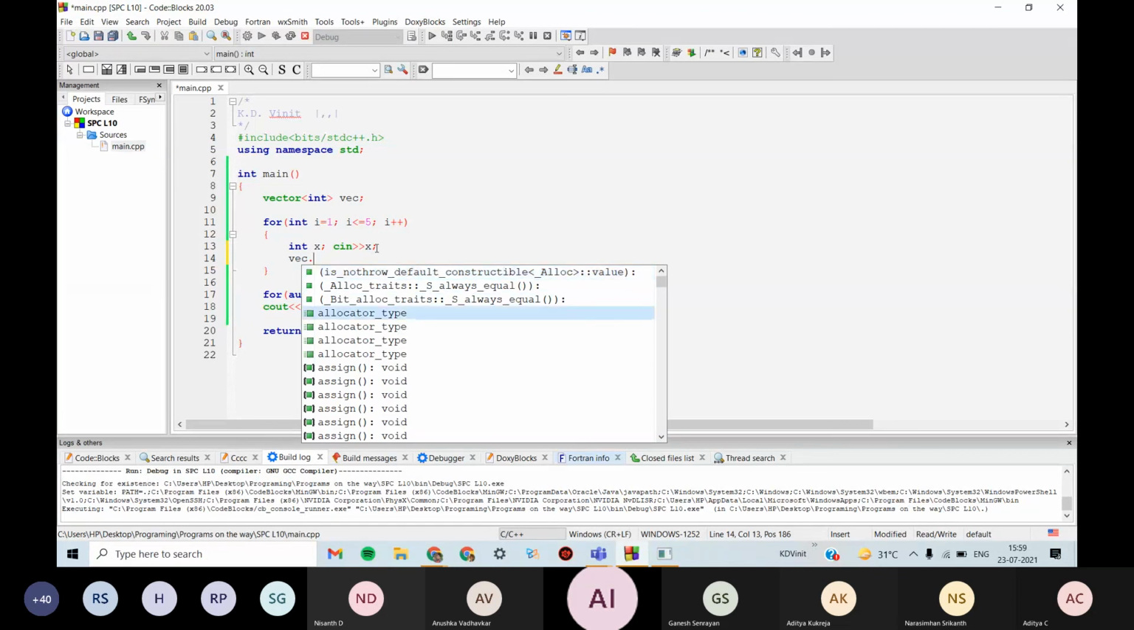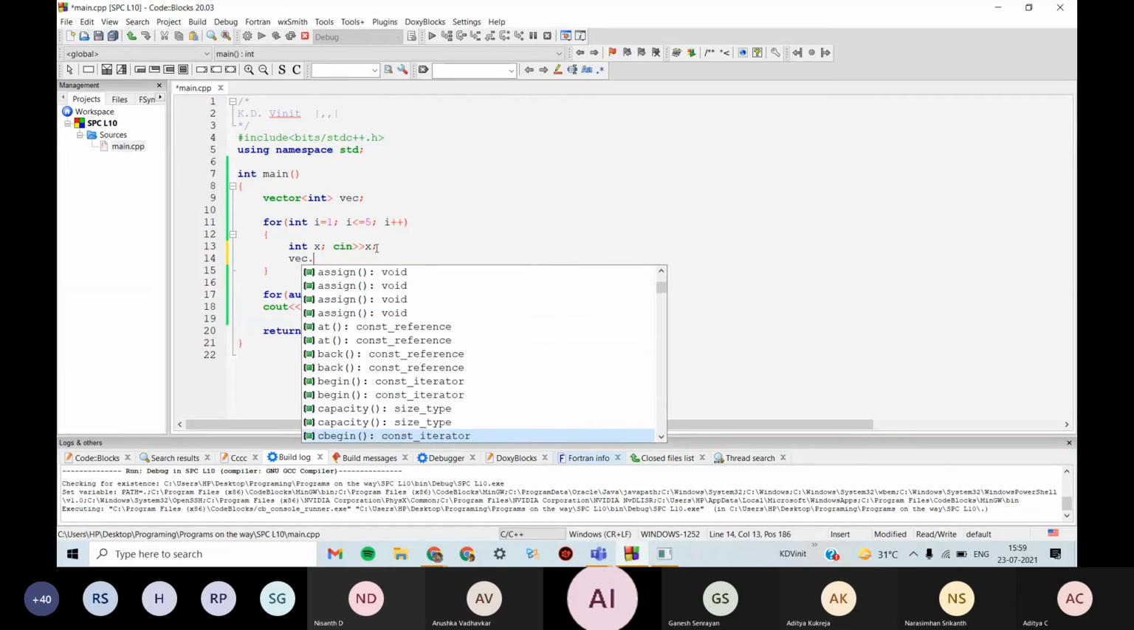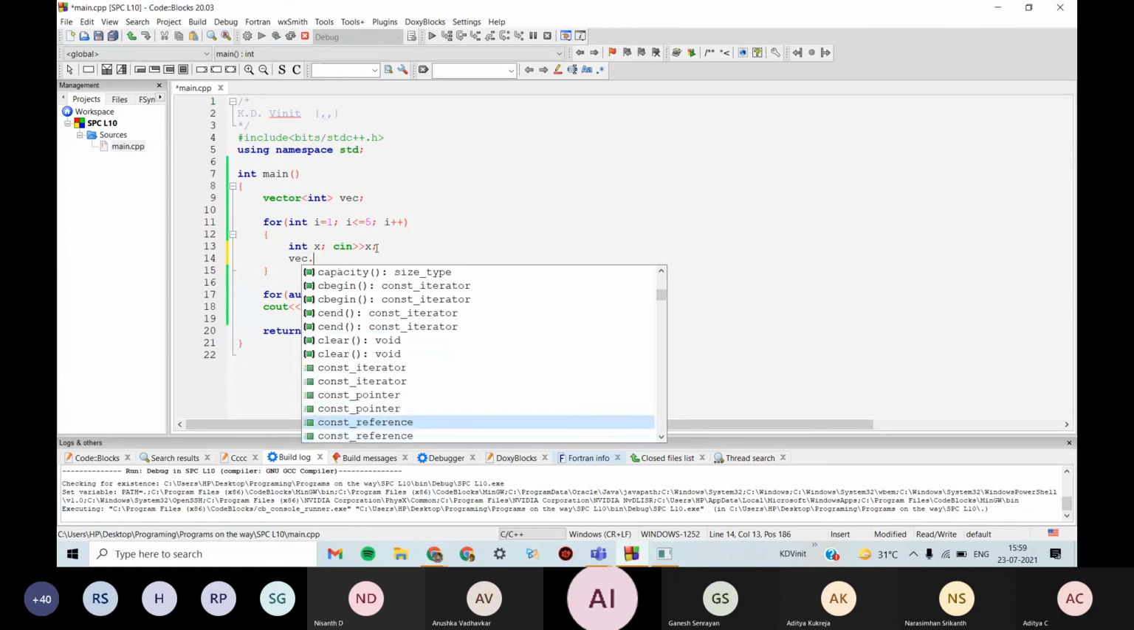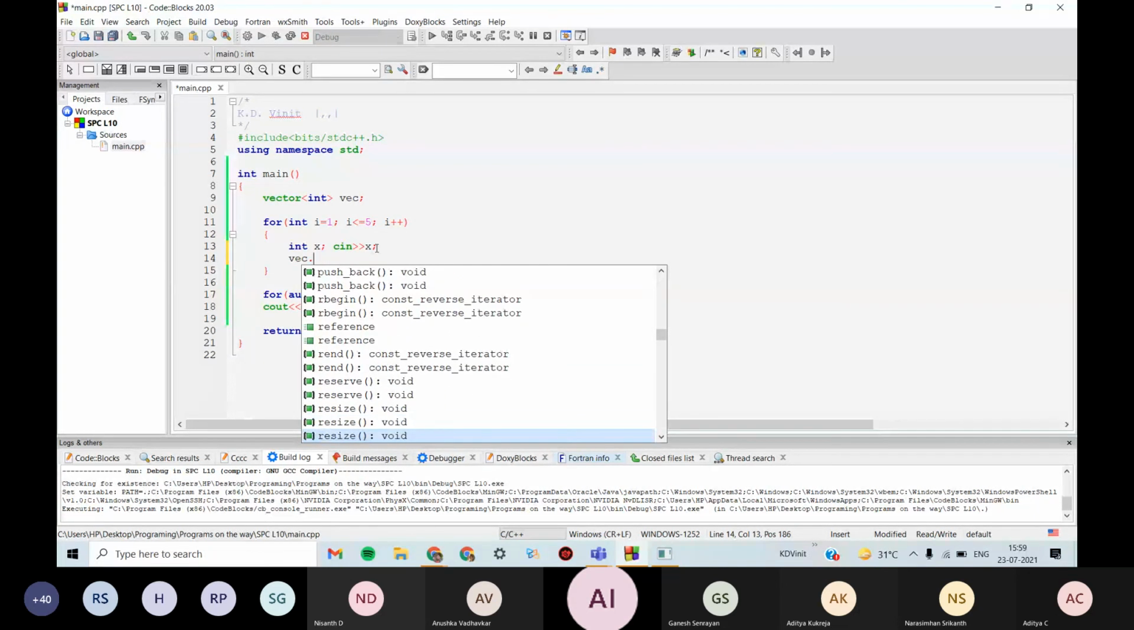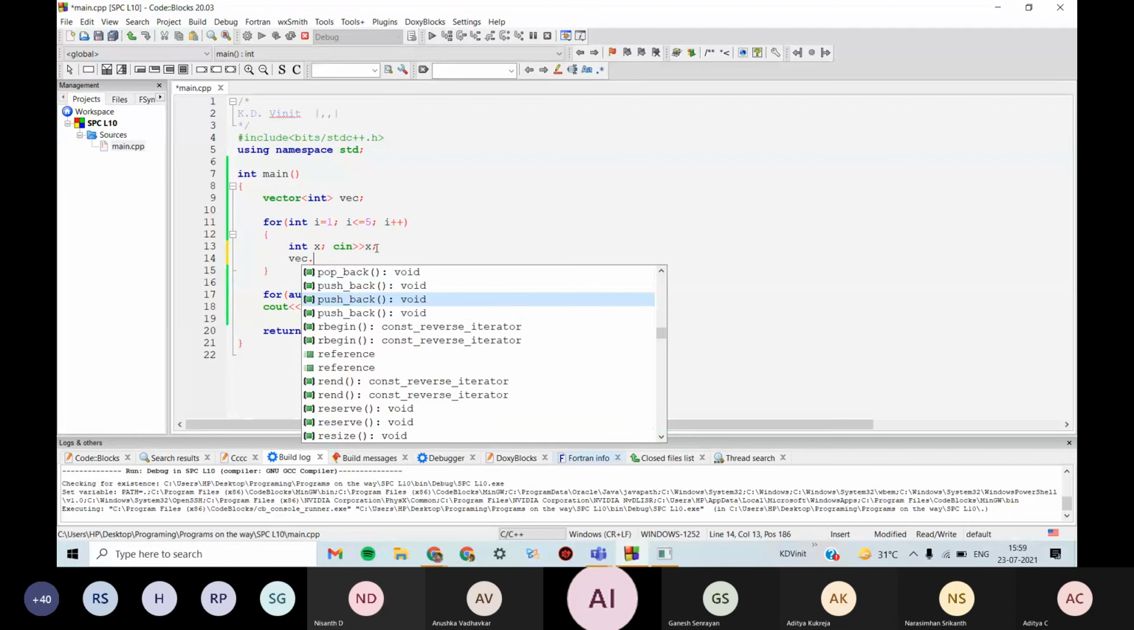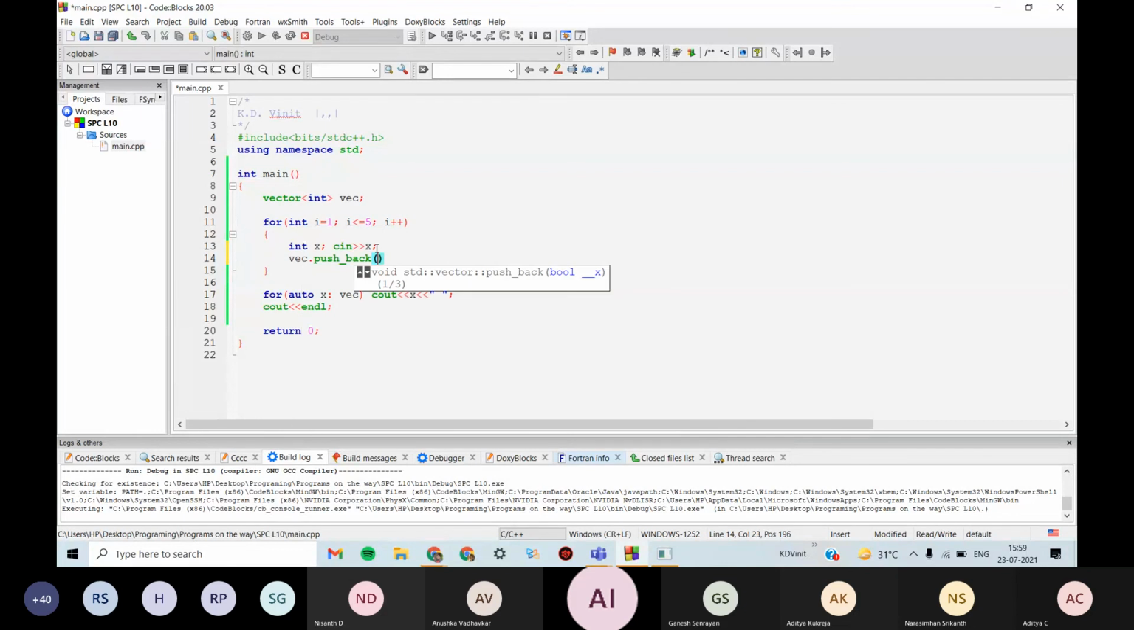As you can see now, these are all the functions that are associated with this container, vector. This is add, back, begin, capacity, constant, clear, empty, flip, pointer, max size, pop, reserve. What we are going to use for now is push_back, and what this does is push the element you give into the vector. And in the end, I will just output all the elements.